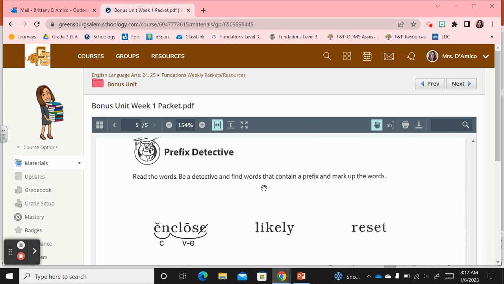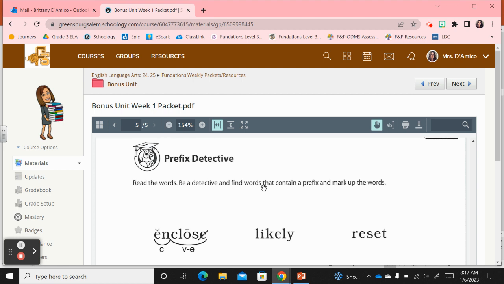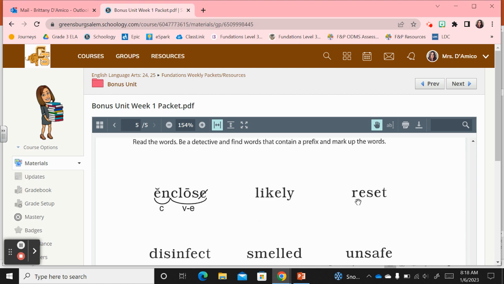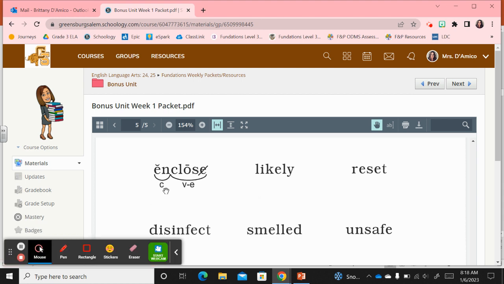Okay, and the last page that you have is asking you to be a prefix detective. So we'll do one row at a time. It says, first though, be a detective and find words that contain a prefix. So you're not going to mark up the words if they don't have a prefix at the beginning. Remember, prefixes go at the beginning. All right, so let's see. Enclose. En is a prefix. Okay, but if you go over here, is the word like, is this a prefix? It is not. So we're actually going to take our pencil and just put an X there because that is not a prefix. We do not need to mark that up. However, is re a prefix? Yeah, it's actually an open syllable because that's a long vowel. So it's an open syllable prefix. Reset. We know that set is short vowel and that is closed.